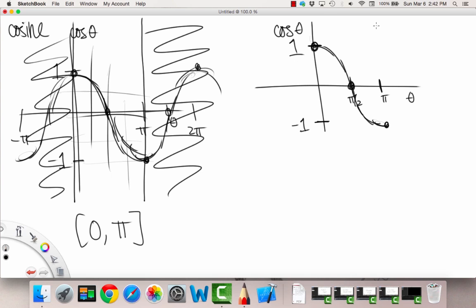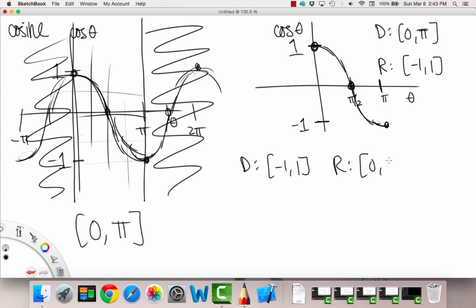Okay, so let's identify our domain and range for this one. So for this little segment here, the domain on which our cosine is a one-to-one function is 0 to pi, right? And our range is going to be negative 1 to 1. So for our cosine inverse function, our domain should be the opposite. So negative 1 to 1, and then our range is going to be 0 to pi. Okay? So what is our cosine inverse going to look like?